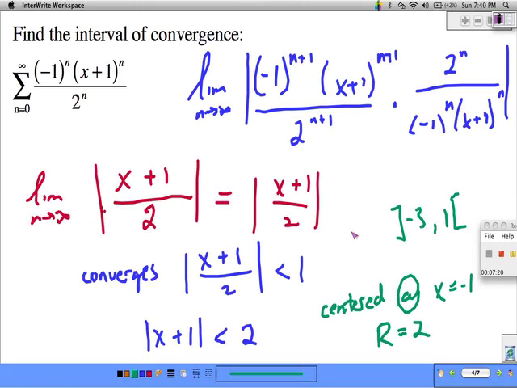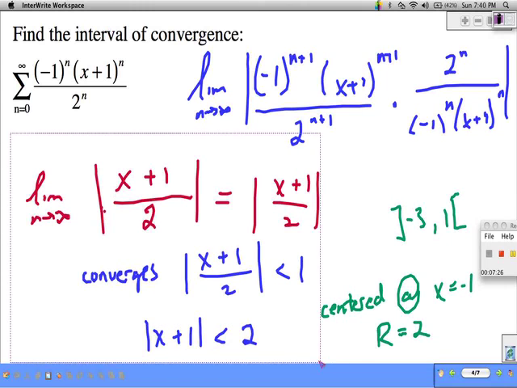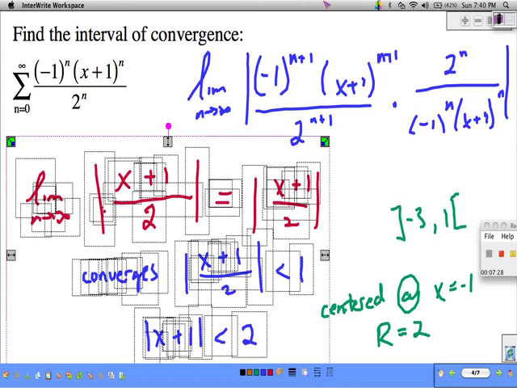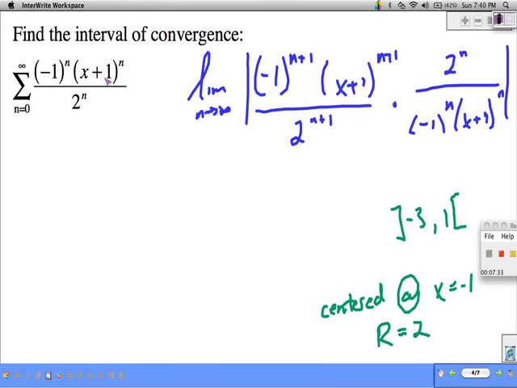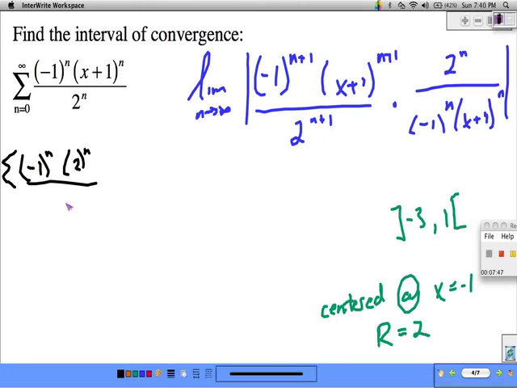And if I plug in these numbers, let's see what happens. So I get negative 1 to the n, and then plugging in negative 3 for x, I have 2 to the n over 2 to the n.